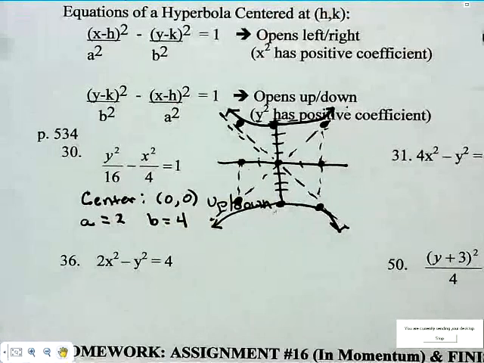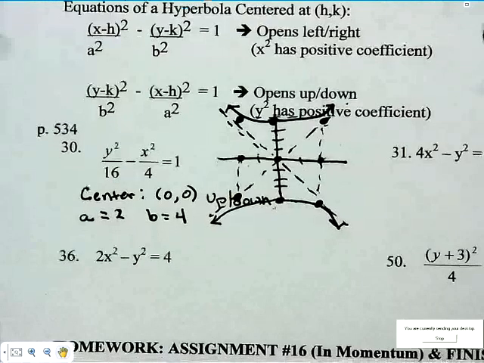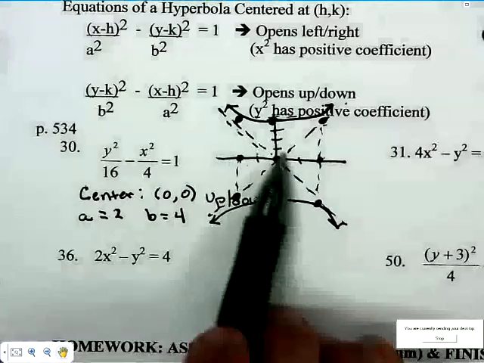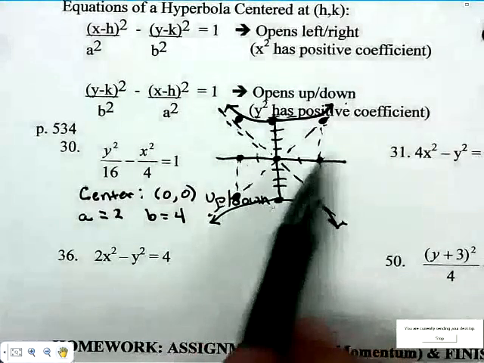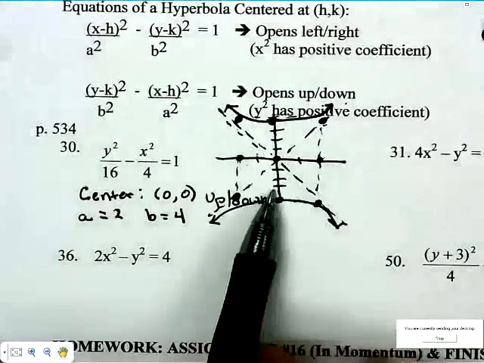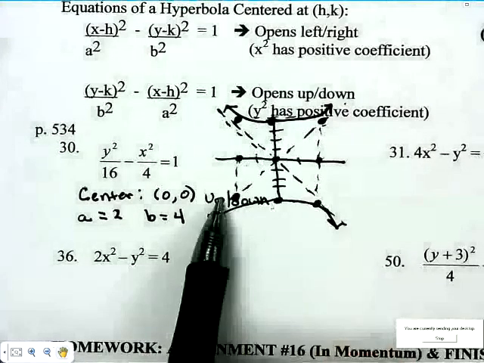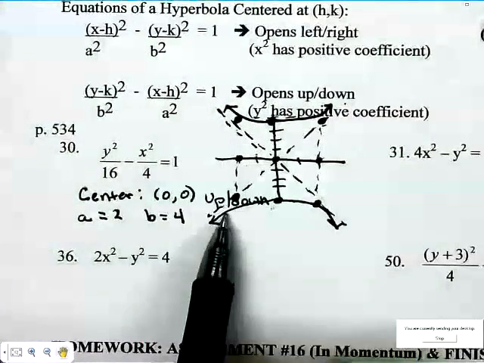Just the littlest bit of practice, and you can do these in your sleep. Just plot the exterior points, or plot the center, then count left and right A, up and down B, put in the corners of the fundamental rectangle, and then dash in the diagonals.